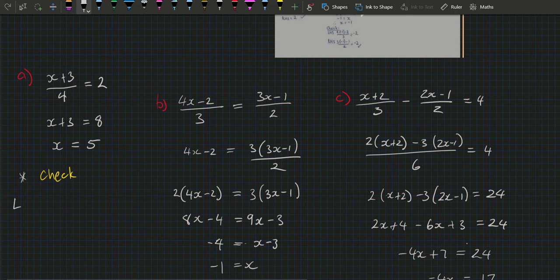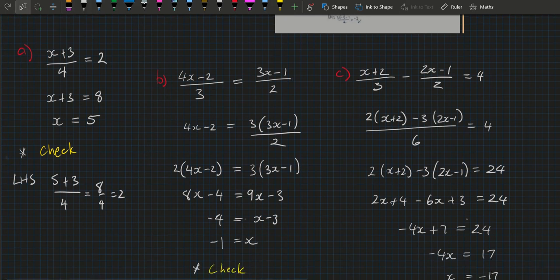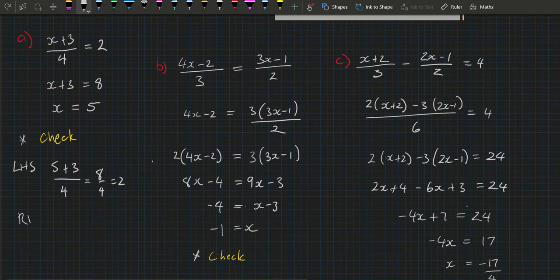So what does my left hand side equal? Let's double check that. So 5 plus 3 divided by 4 equals 8 on 4 equals 2. So that equals my right hand side. So I am just totally psyched.